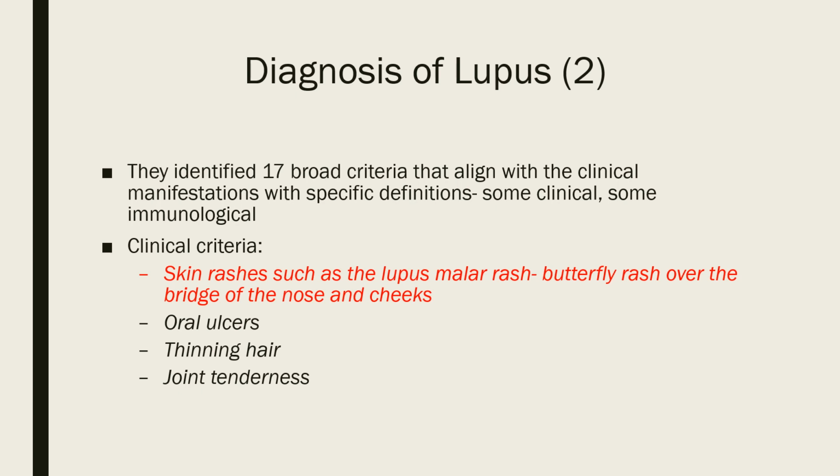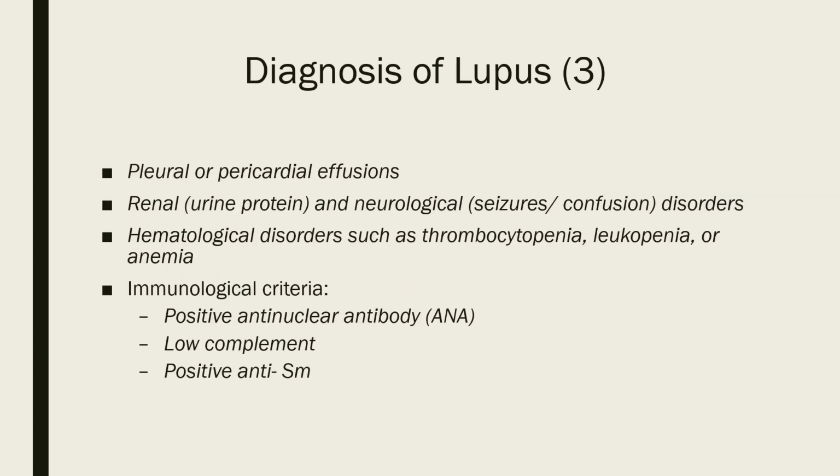Oral ulcers, thinning hair, joint tenderness, pleural or pericardial effusions, renal and neurological disorders such as seizures, confusion, and there may be protein in the urine. Hematological disorders such as thrombocytopenia, leukopenia, or anemia.